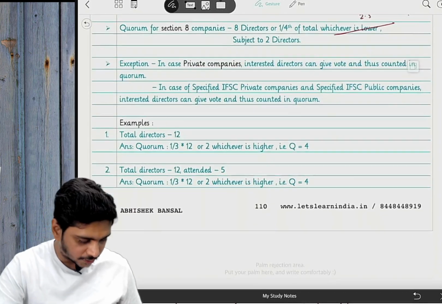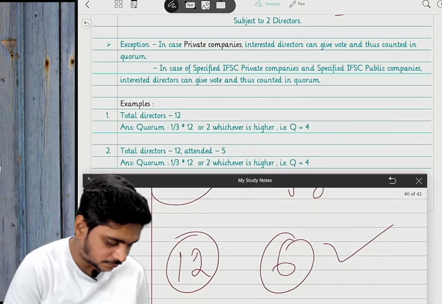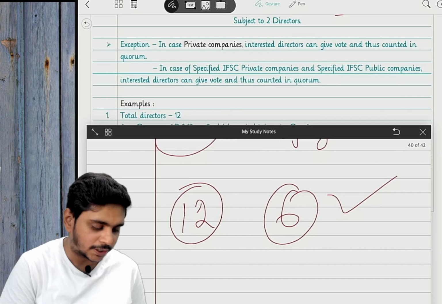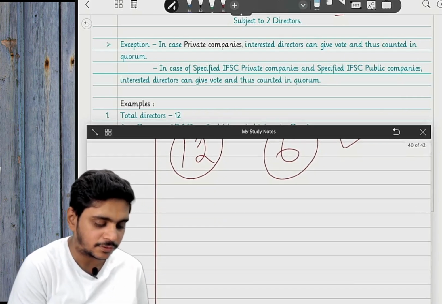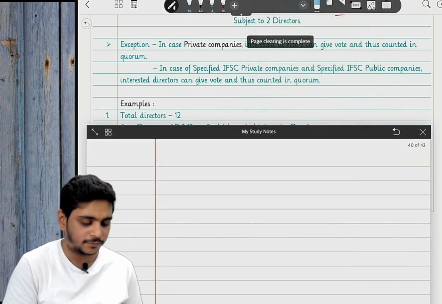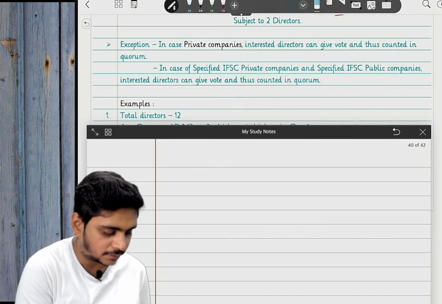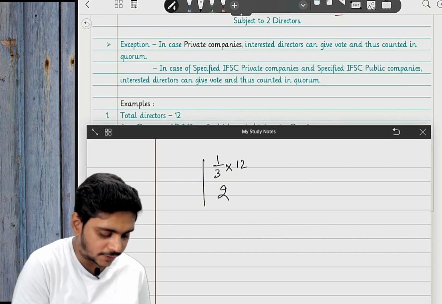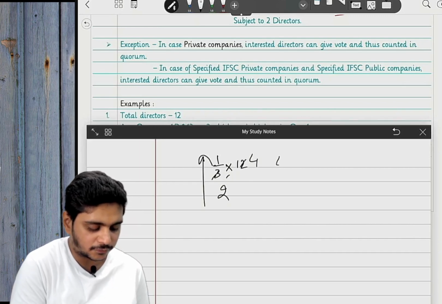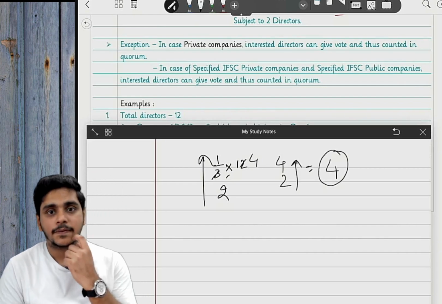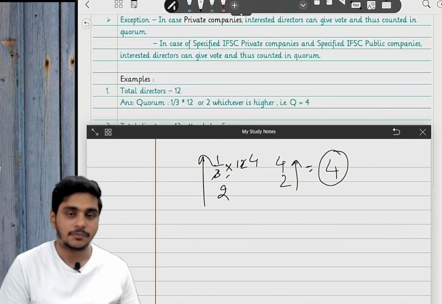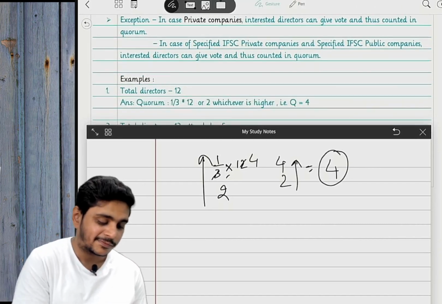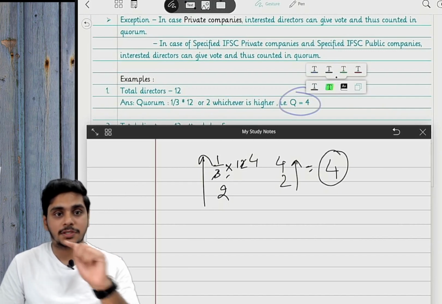Now see the illustration. Total directors are 12. Can we check the quorum? Normally you will talk about normal quorum: 1/3 of total or 2, whichever is higher. 1/3 of 12 is 4. So 4 or 2, whichever is higher. 4 is my answer. Quorum is 4. So a question like this they can ask you in the exam.